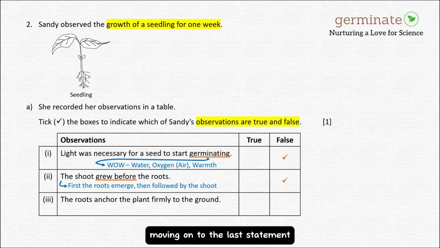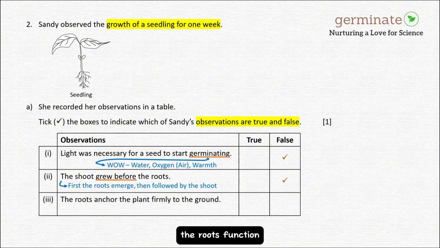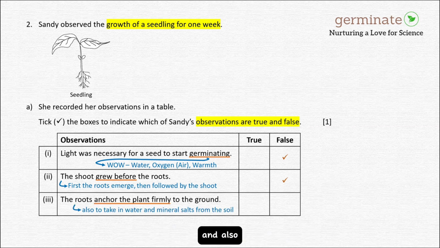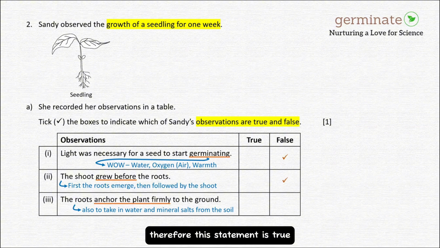Moving on to the last statement. The roots anchor the plant firmly to the ground. Can you recall what are the functions of the roots? The roots function is to anchor the plant firmly to the ground and also to take in water and mineral salts from the soil. Therefore, this statement is true.